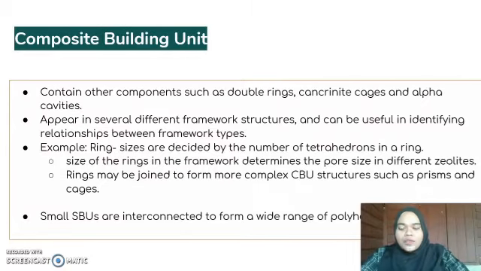So the most common example of the CBU is a ring. The size of the ring is decided by the number of tetrahedra in a ring. The size of the ring also will determine the pore size in different zeolites, and rings may be joined to form more complex CBU structures such as a prism and cage. So basically, the CBU is the small SBU, secondary building units that are interconnected to form a wide range of polyhedra.